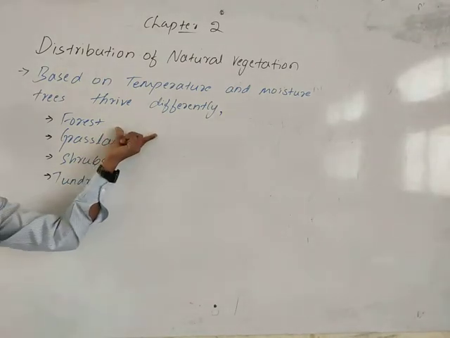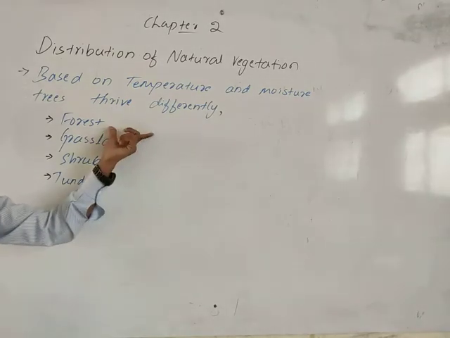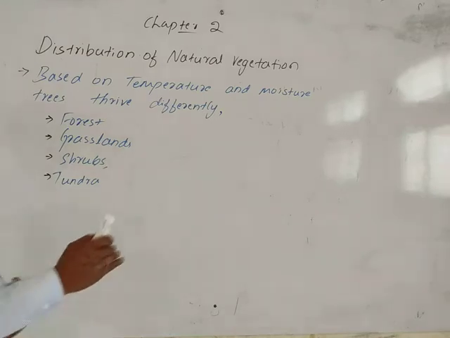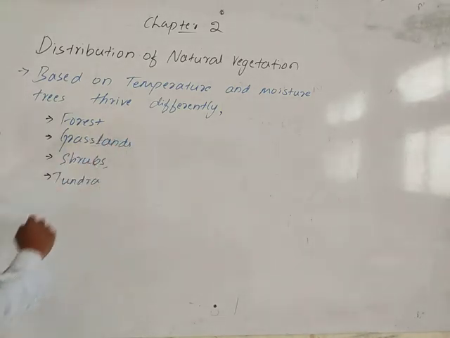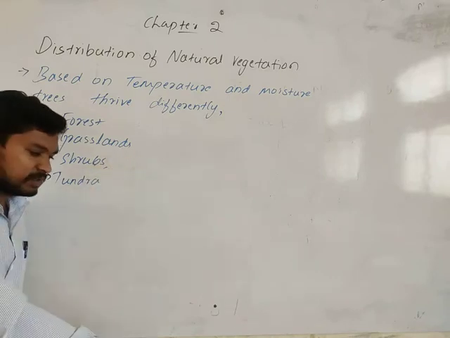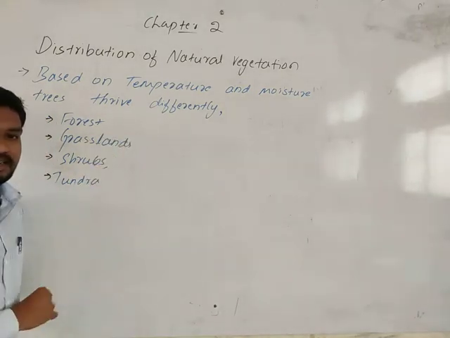So the forest grows in areas which receive high temperature, and the trees are dense, without much gap between two trees or many trees. We'll discuss that deeply later; I'm explaining it briefly. In grasslands, the height of the plants is averagely 1 to 2 meters.